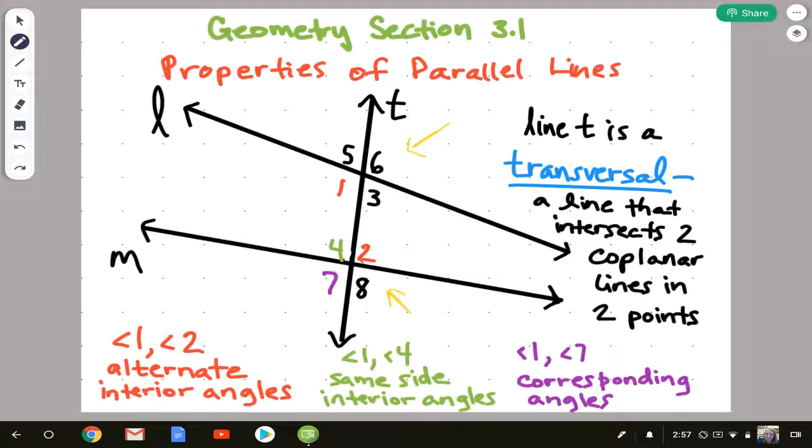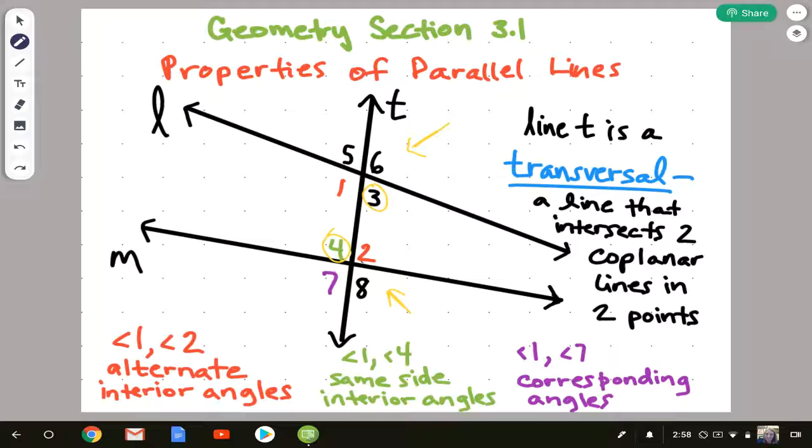Can you find one more pair of alternate interior angles in this picture? Okay, angles 3 and angle 4 are also alternate interior angles because they're on opposite sides of the transversal and they're inside lines L and M.